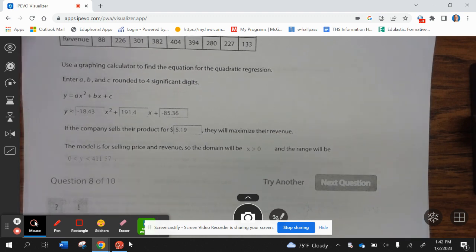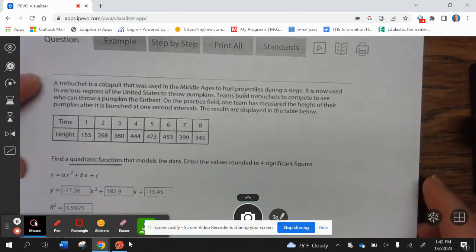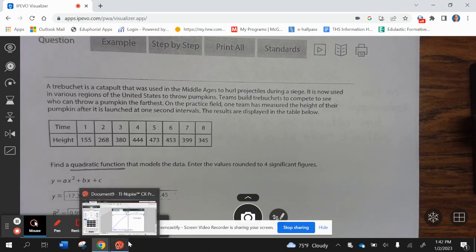Okay, let's take a look at the next example. All right. A trebuchet is a catapult that was used in the Middle Ages to hurl projectiles during a siege. It is now used in various regions of the United States to throw pumpkins. Teams build trebuchets to compete to see who can throw a pumpkin the farthest on the practice field. One team has measured the height of their pumpkin after it launched at 1 second intervals. The results are displayed in the table below.